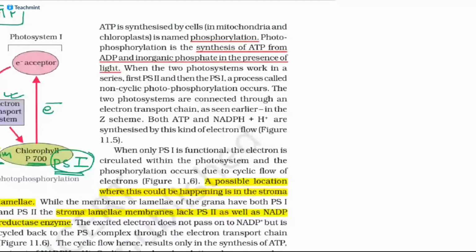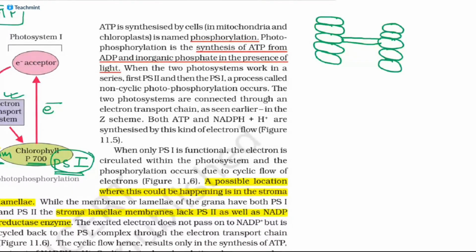If you recall the structure of the chloroplast, inside the chloroplast there is a stack of thylakoids like this. And this stack of thylakoids is called grana. Let's say 2 grana are there. These 2 grana are connected to each other, isn't it? Yes, they are connected to each other.